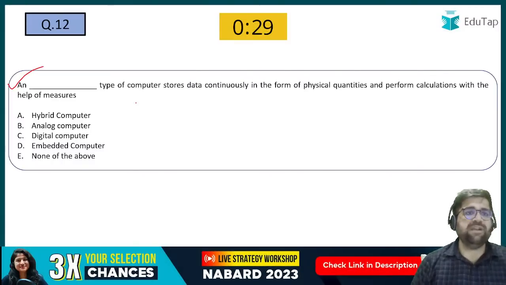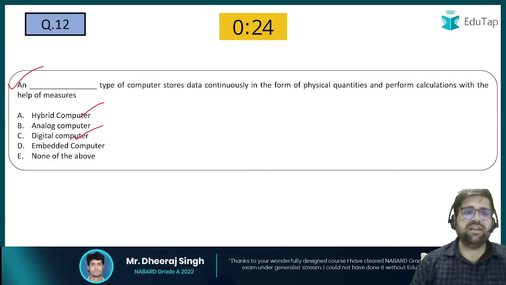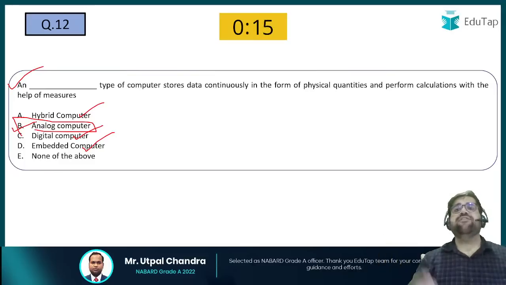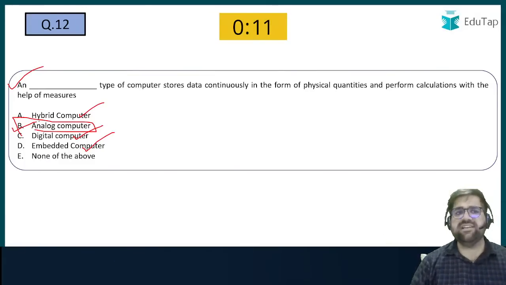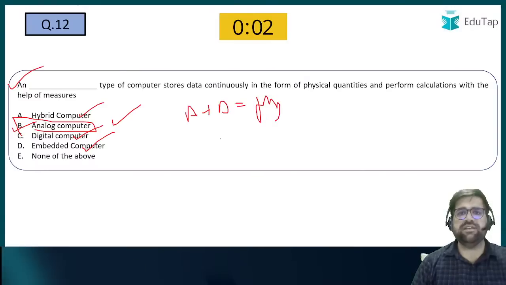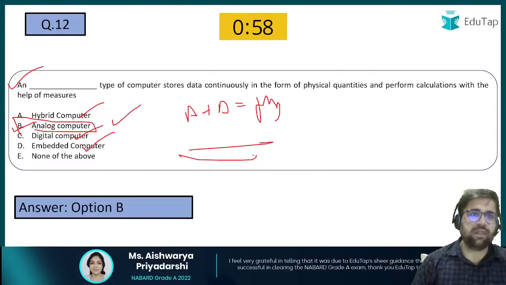Chalo, question number 12 right now. Hybrid computer we have discussed. Digital computer we have discussed. Embedded computer we have discussed. Yes, the answer will be analog computer. Analog computers are those computers which will accept the data in the form of physical quantities to perform calculations. This thing also we have previously discussed, so I'm not wasting much of your time over here. This is a very easy concept. All you need to understand is analog plus digital will give you hybrid computer. Simple concept, nothing much to worry about. Okay, now let's move ahead.